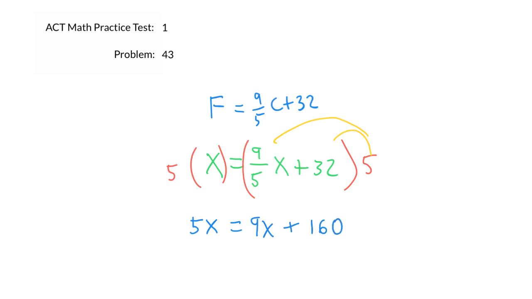And then, well, we could go ahead and subtract 9x from both sides. We're going to have a negative situation, but that's okay. We have negative 4x equals 160. And then dividing both sides by negative 4 would give us negative 40. So that is the answer. So apparently, negative 40 degrees Fahrenheit is the exact same actual real world temperature as negative 40 degrees Celsius. So that's kind of interesting, actually. And the correct answer, therefore, is B.